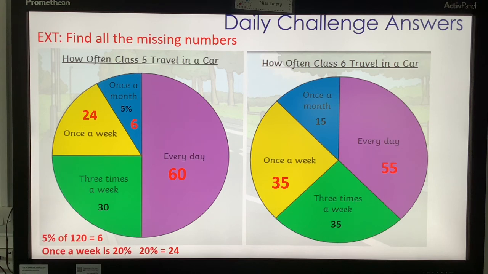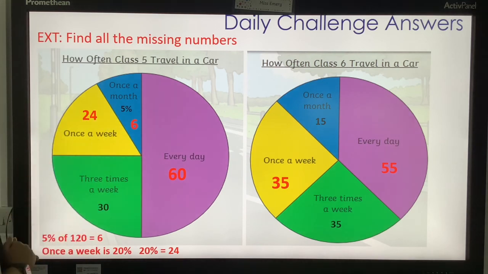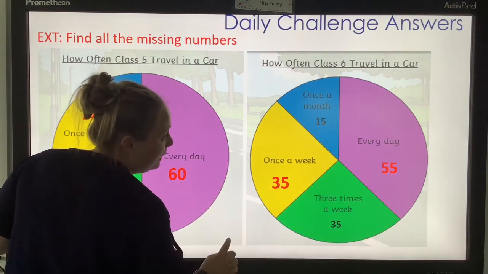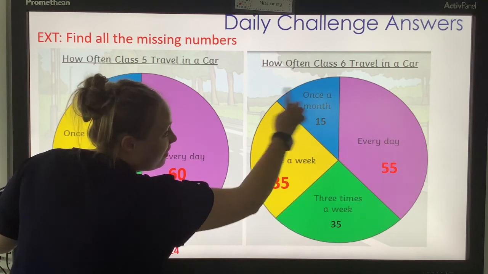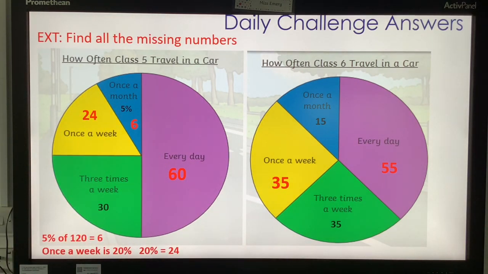The other way to calculate it would be to add 30, 60 and 6 together and find what your missing number was. Over with class 6, you already knew that 35 children travel 3 times a week, and that means you know this one too because it's exactly equal. And you were able to work out every day because you did your 55, add your 15, which gave us 1/2, which was 70. Very, very, very well done if you got that right.